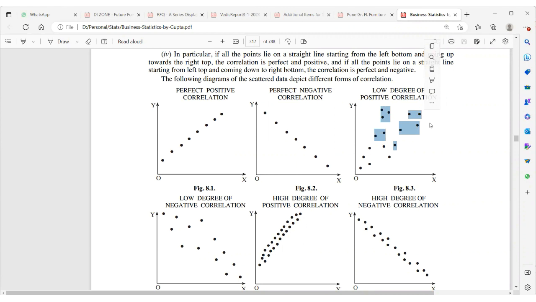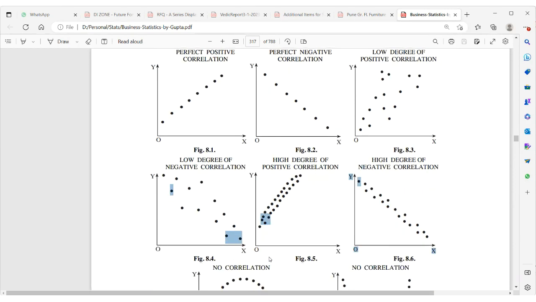In a similar way, if it is going downward, we say high degree negative correlation if the points are very close to that imaginary line. If the points are far from that, we call it low degree negative correlation. Got it? Is that clear?